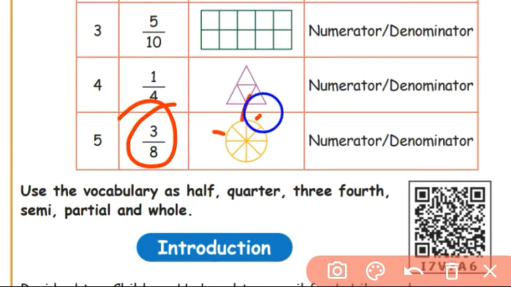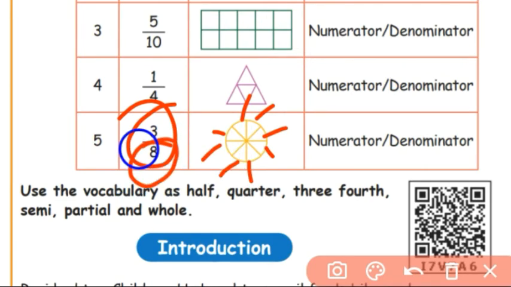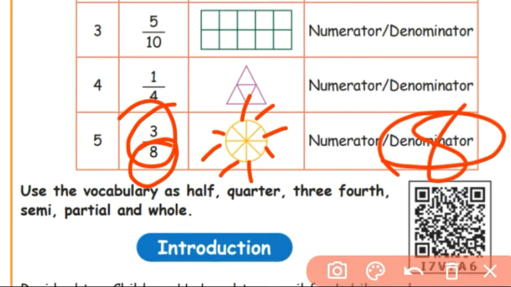Next, 3 by 8. See, 1, 2, 3, 4, 5, 6, 7, 8. 8 parts. The total number of parts is 8, so 8 is the denominator. 3 parts I am coloring, so 3 is the numerator.